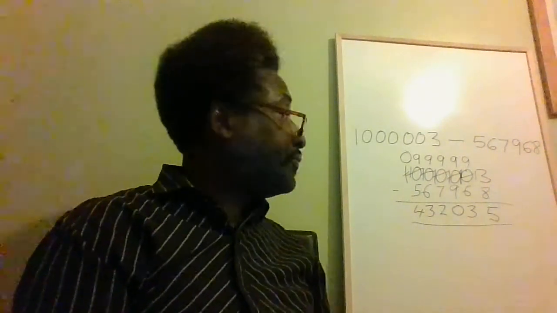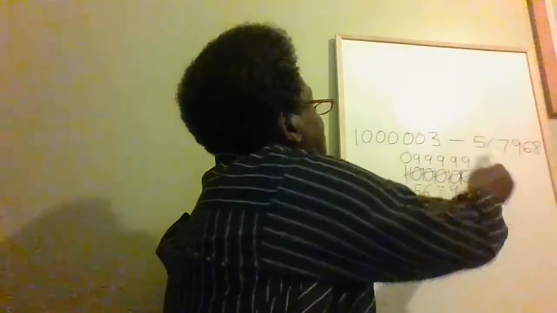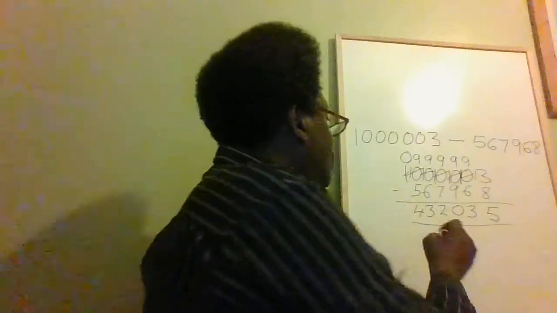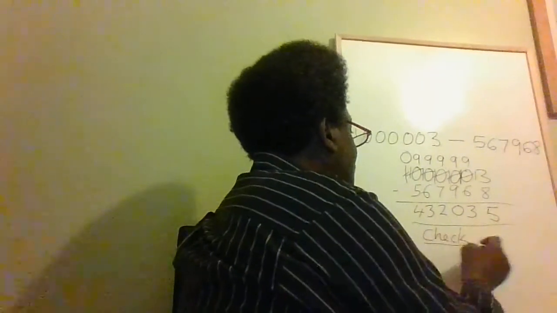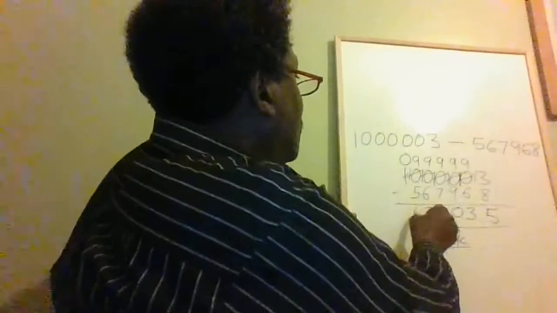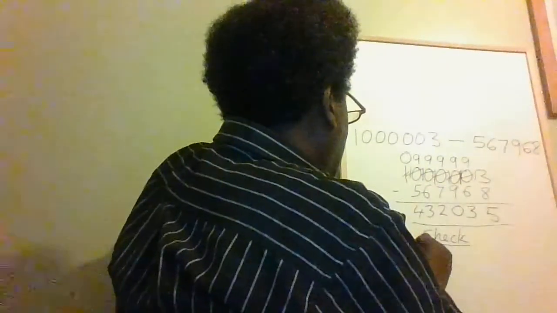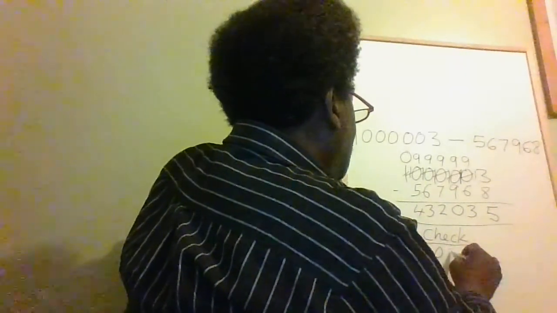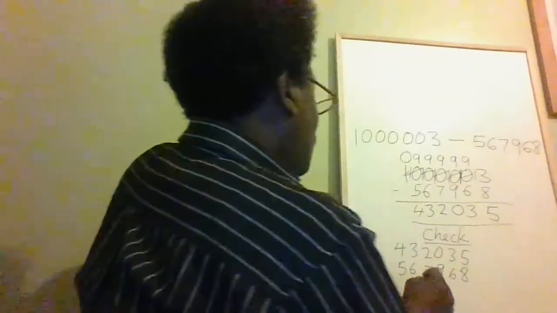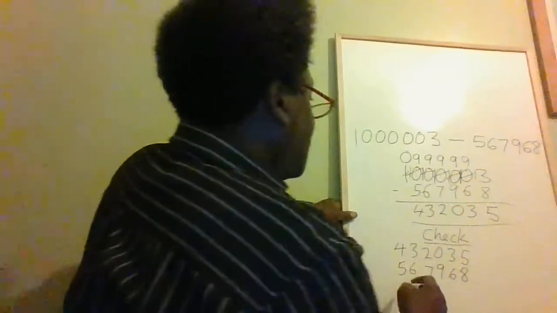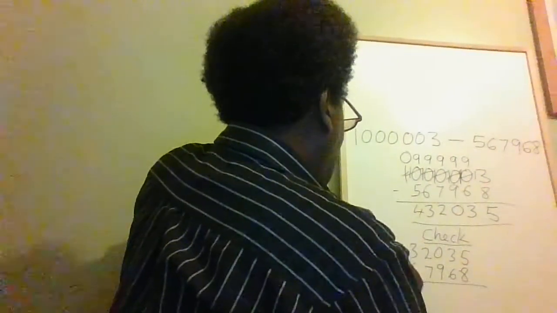So let's check. We're going to add this and this. We need to get 1,000,003. We're just checking. So we write our answer, 432,035. It doesn't matter which one you put on top. We're going to add it to 567,968. Put our plus sign.